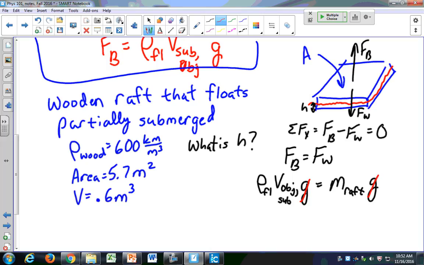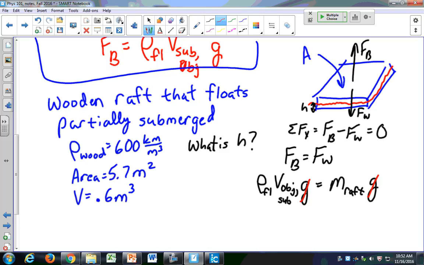My first step here, I eventually want to know what is this height, but if I can find the volume, then I can step back and I can figure out what the height is. And I'll show you how that is in just a second. But I know the density of the fluid. What is the density of the fluid? Okay, it's 1,000 actually. It's 1 gram per cubic centimeter or 1,000 kilograms per cubic meter.